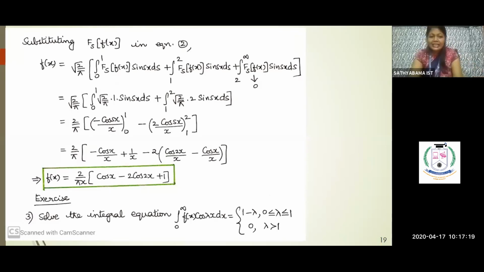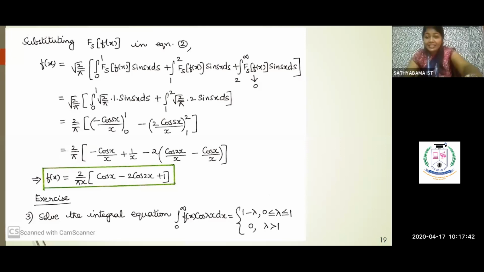Now after that, it's only integration. Simple integration. Root of 2 by pi can be taken outside. It's common for both. Simply integrate. What is integral of sine? Minus cos. So minus cos sx divided by x. And then minus, what is integral of sine again? Integral of sine is minus cos only, divided by x.